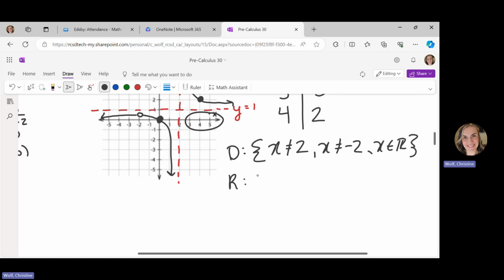And range, same thing. My y value can't be 1 because of the asymptote, but I also can't be 0.5 because of the hole in the graph. And the other values are real numbers. And we're done.